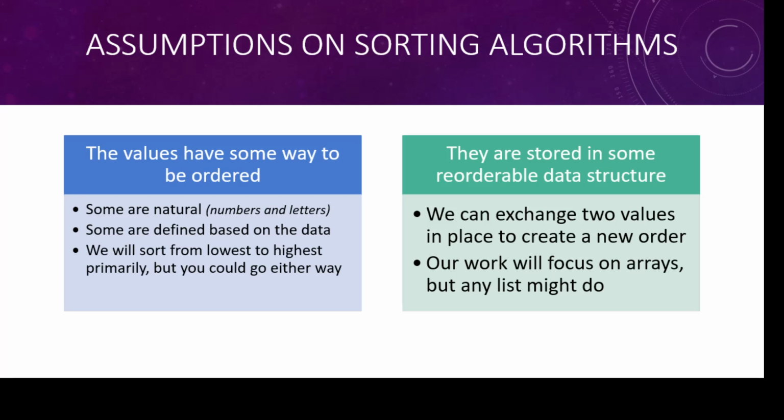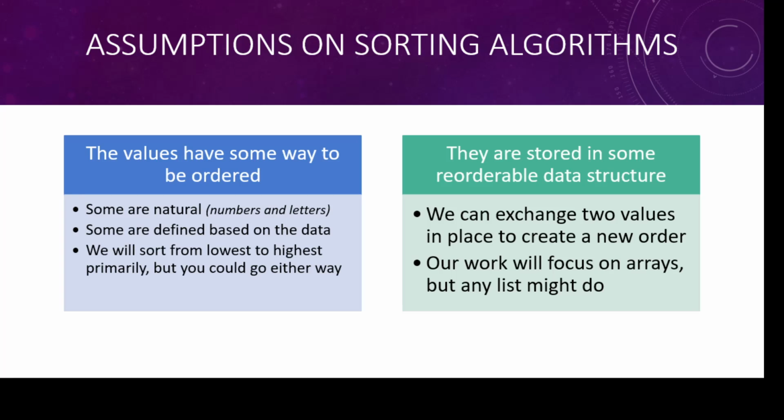The values have to be ordered in some way, and some of those are natural. So numbers and letters. We have low numbers and high numbers. We have A comes before B comes before C. We have ways of sorting strings the same way, starting with first letter, second letter, and so on. So everything that we're going to talk about is going to be sorted from least to greatest.